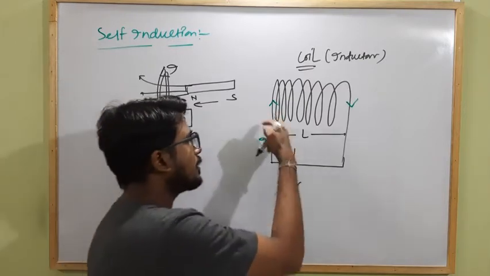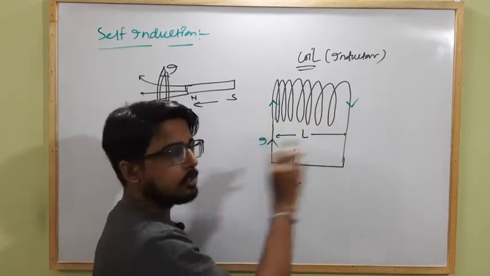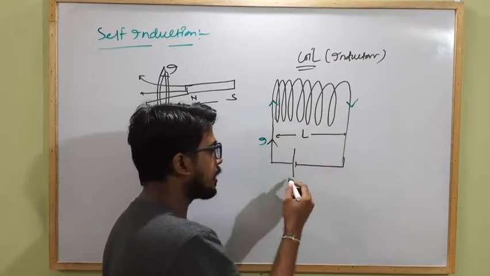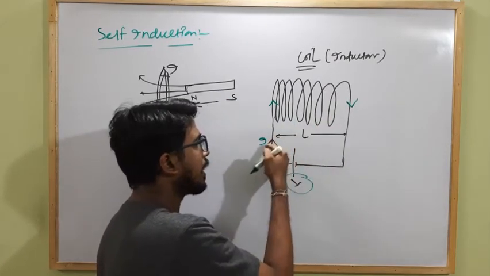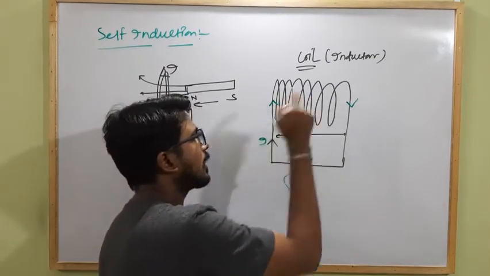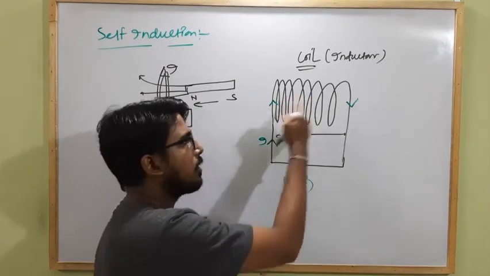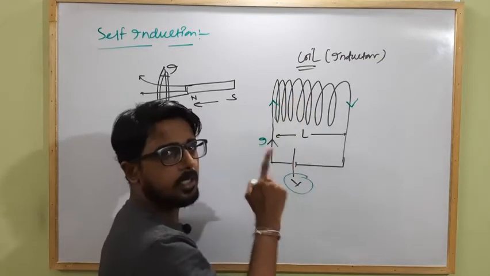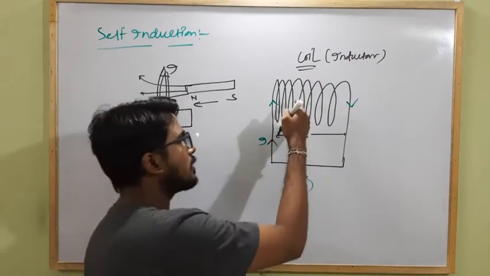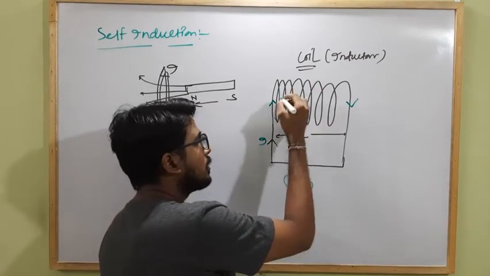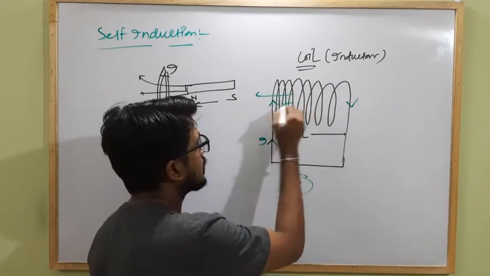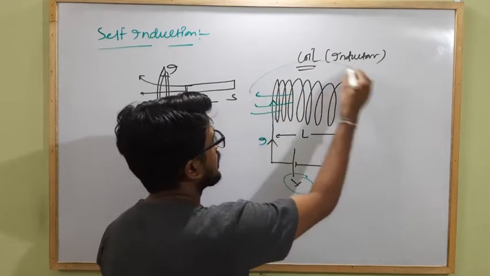Clear? Initially there is no current flowing through this inductor, so there is no magnetic field. But when the coil or inductor is connected with a source V, a current I starts flowing through it, and all the coils act as current carrying coils. Each turn of the inductor produces a magnetic field, and it will have some magnetic field lines, let them be along this direction, like this.